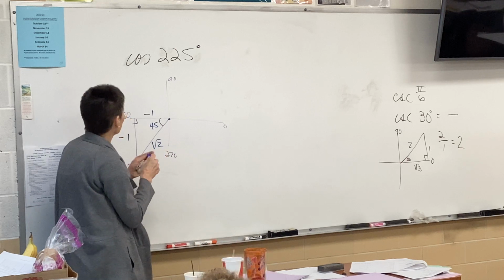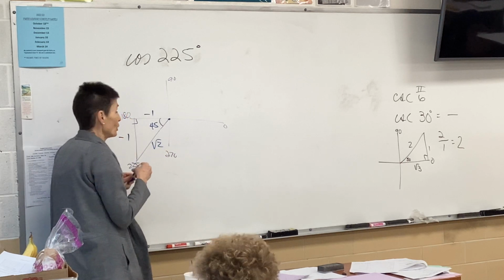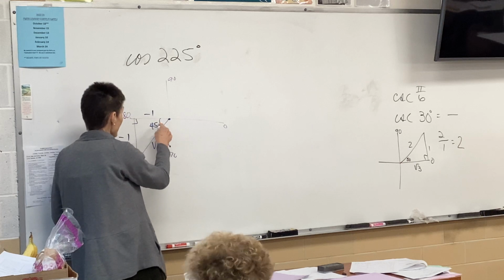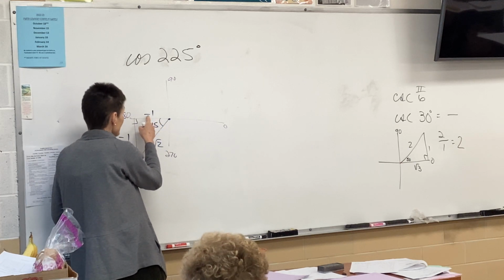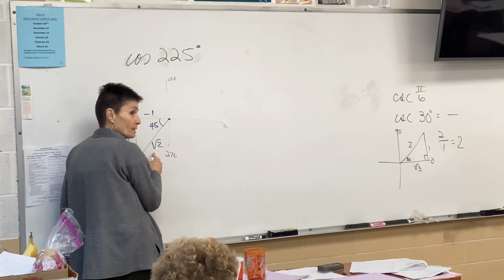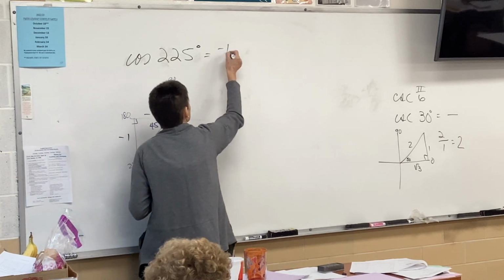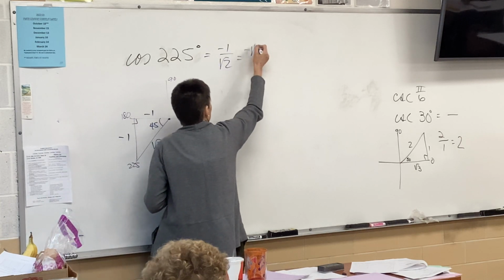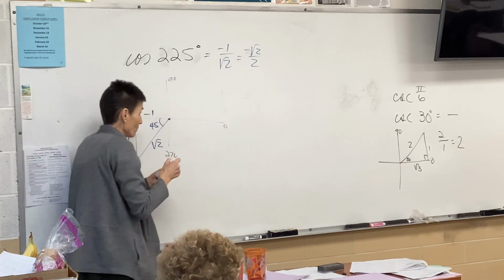Okay, now what do I want? Cosine. Cosine is, here's your angle, adjacent over hypotenuse, or negative root 2 over 2 when I rationalize it.